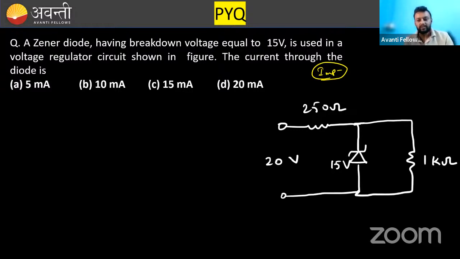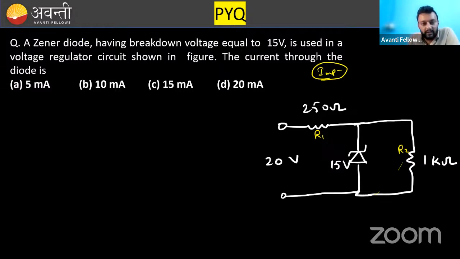Can you identify the load resistor in this diagram? Let's suppose this is R1, this is R2. Which is the load resistor? 1 kilo ohm. Very good, Veena. 1 kilo ohm. How to identify the load resistor? It is the resistor which is connected in parallel with the Zener diode. This is the Zener diode.